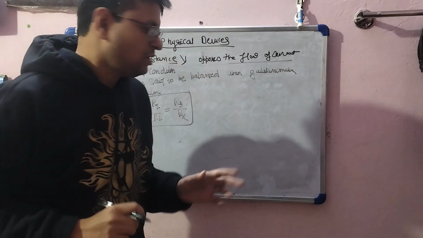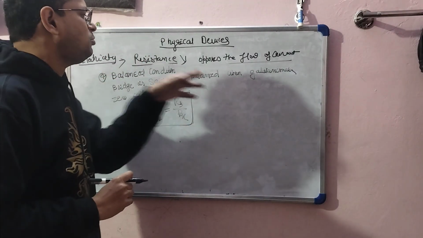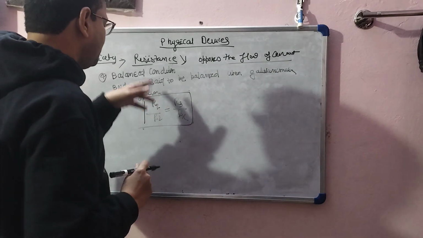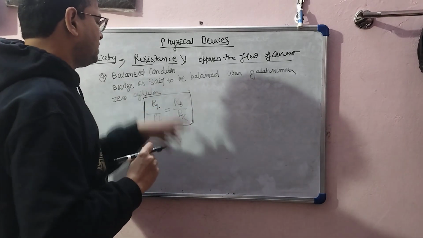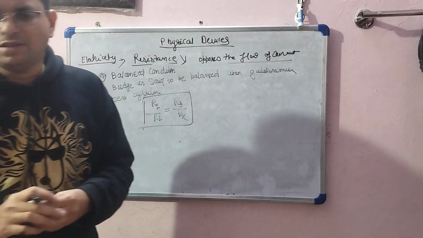So what is the balance condition? The bridge is said to be balanced when the galvanometer shows zero deflection, R1 upon R2 equal to R3 upon Rx. This is the point.